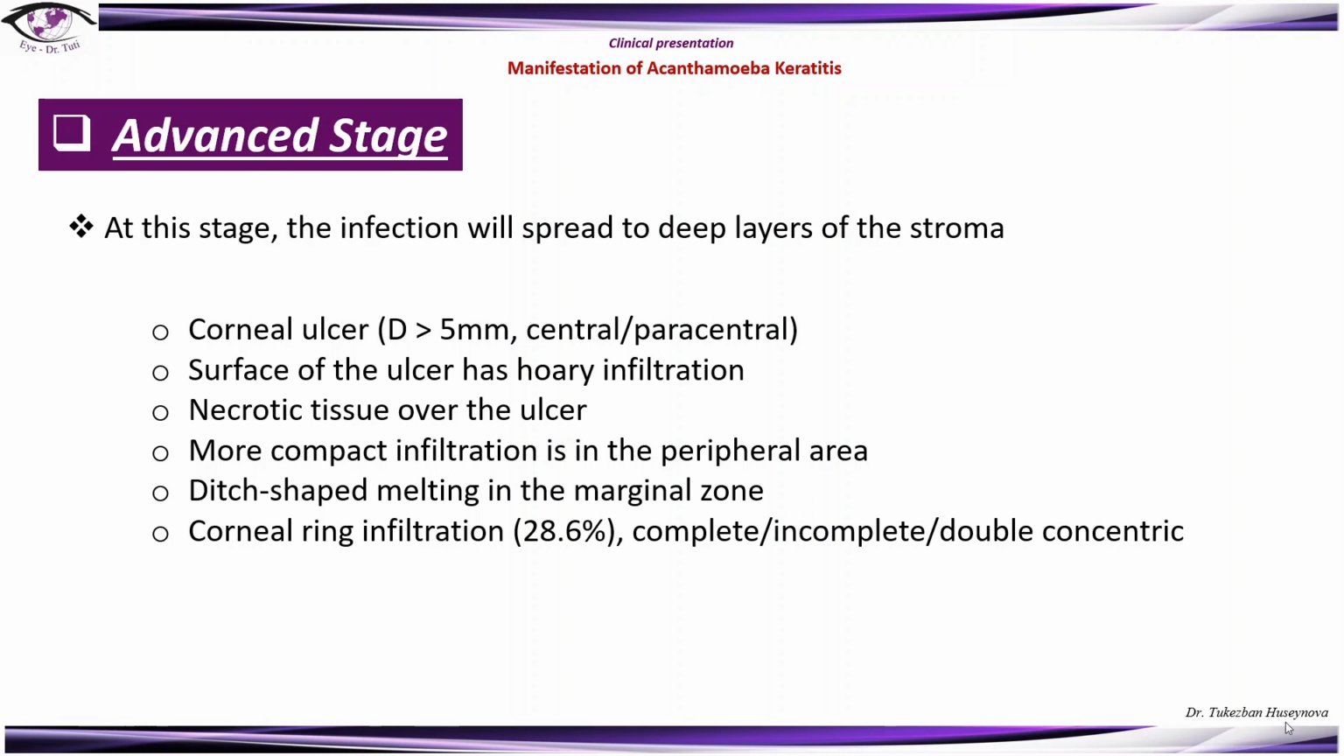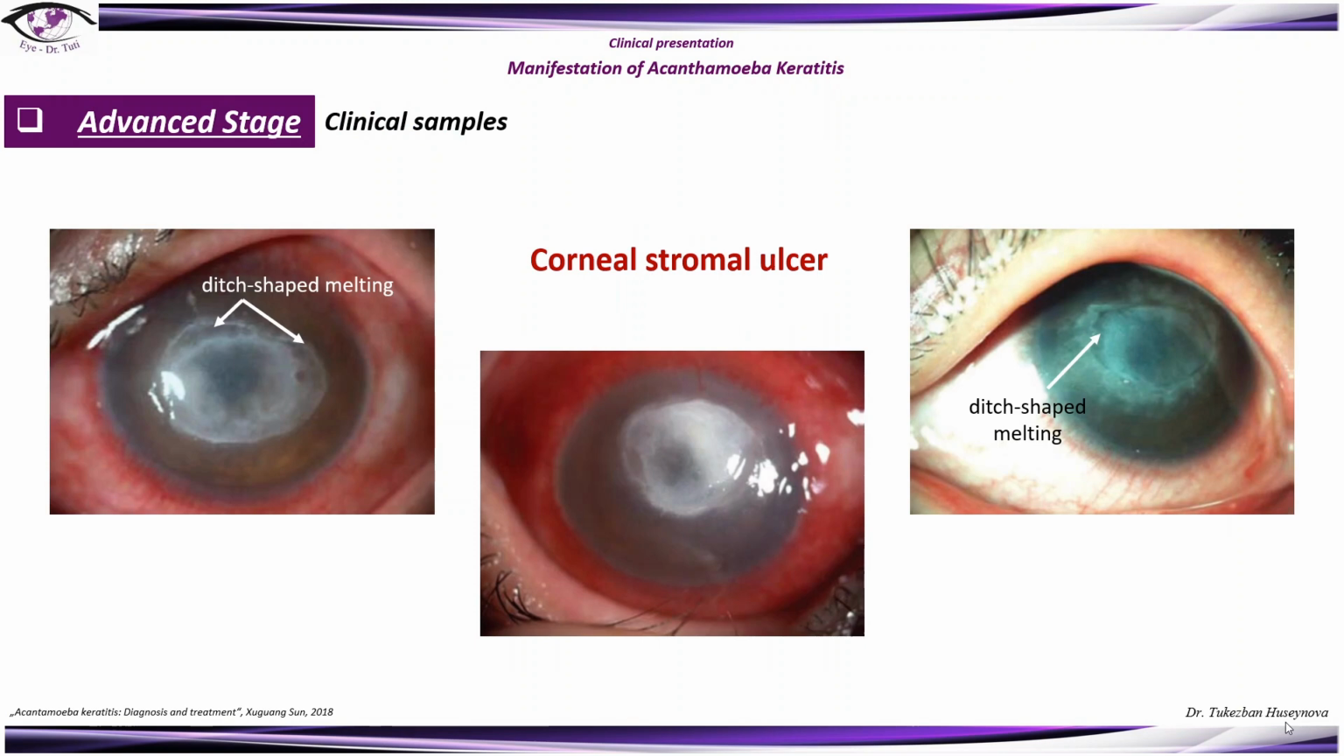The ditch-shaped melting can be also a case in the marginal zone, as well as corneal ring infiltration, which can be complete, incomplete, and double concentric. I will continue with a few clinical samples. So here we can see a corneal stromal ulcer with a ditch-shaped melting centrally.